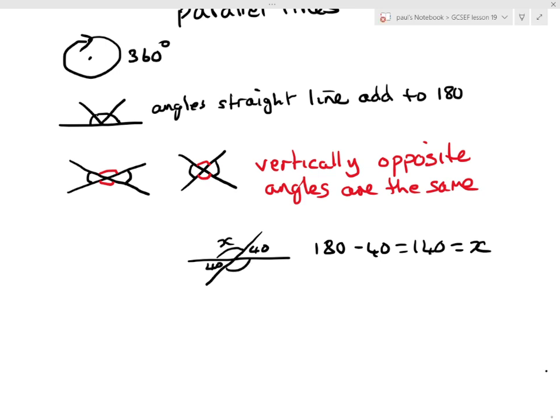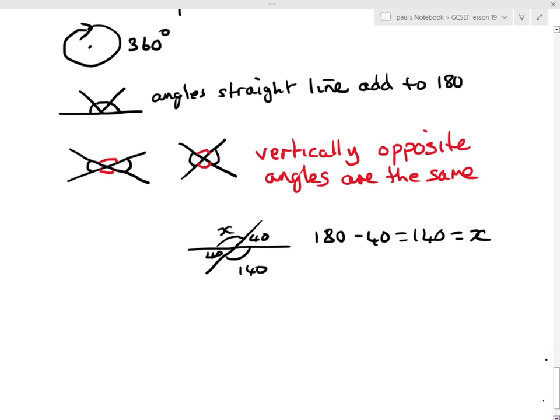And this one here is going to be the same as X, either because you can do straight line ones, or you can do vertically opposite. So this one's going to be 140 as well. And 140 and 140 is 280, and another 80 is 360. So all the way round, they're 360. So if you knew one of them, you could actually find out what all the rest are.